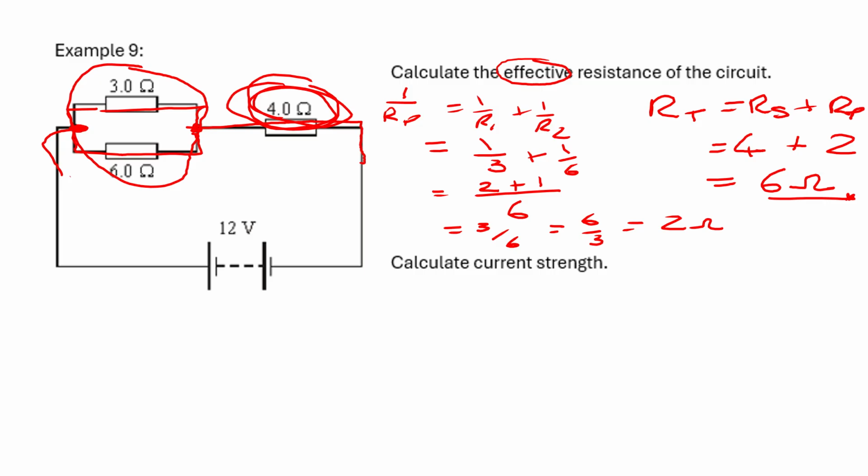The next part then says calculate the current strength. So we know we are looking for I. So we have R total, which is the 6, and we have V total, which is 12.